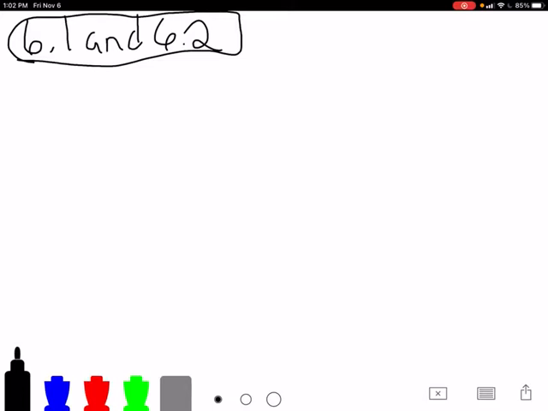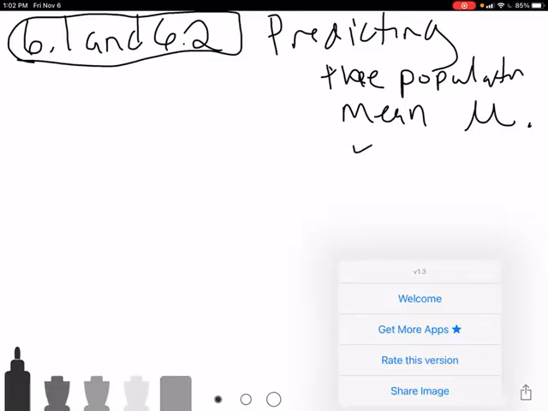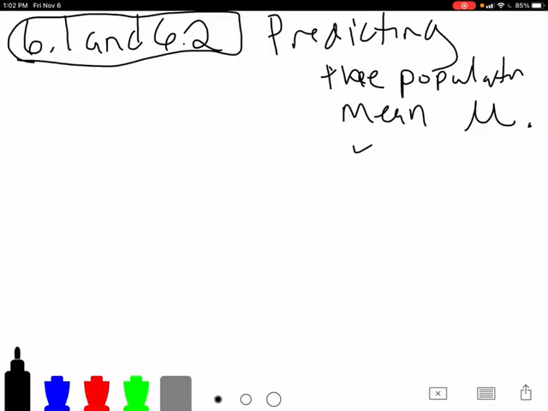So what are 6.1 and 6.2 about? They're basically about predicting the population mean. The population mean, which you should know the symbol is mu, is what we predict when you have a sample, using a sample. So let's just take a little bit of review again.